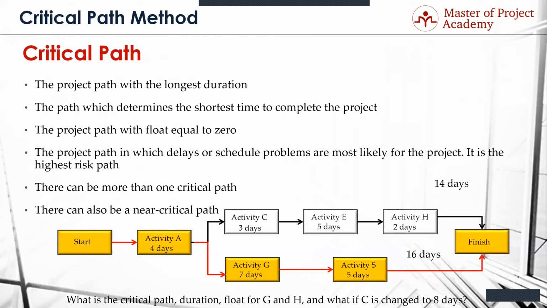And the float for G is 0. The float for H is 2 days. And what if C was changed to 8 days? Good. Now you just changed the critical path. Yeah, the critical path is now the top path, which is A, C, E, H, finish, and the bottom path now would inherit float.